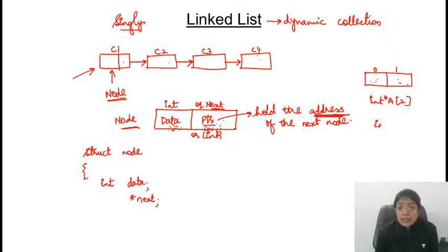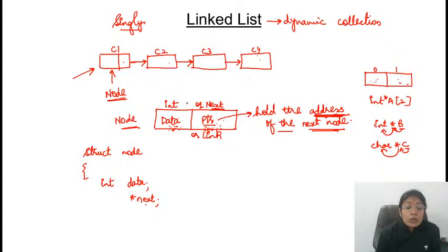If it is int star b, this means that b is a pointer variable which is going to hold the address of some integer. If it is char star c, this means that c is a pointer variable and it's going to hold the address of some character. So here next is going to store the address of what? It is going to hold the address of the next node. So what is the type of the next node? Obviously again the type is struct node.